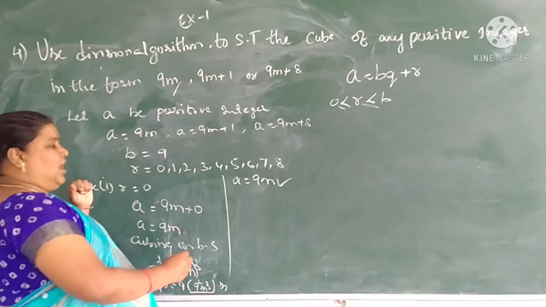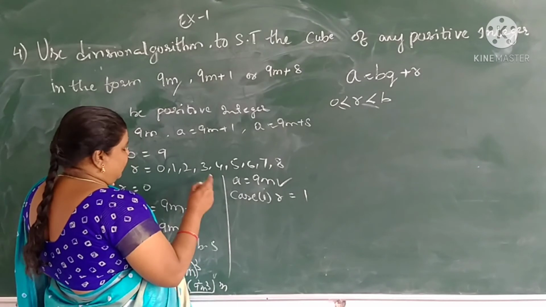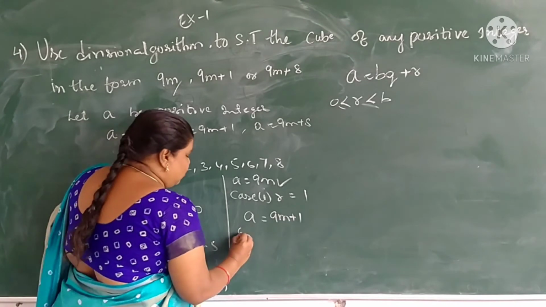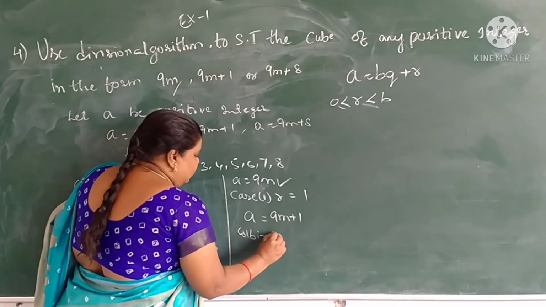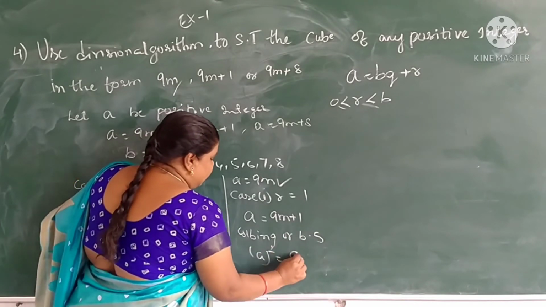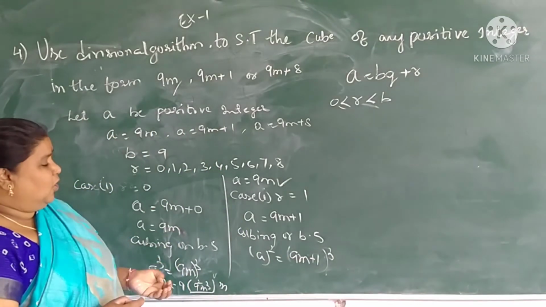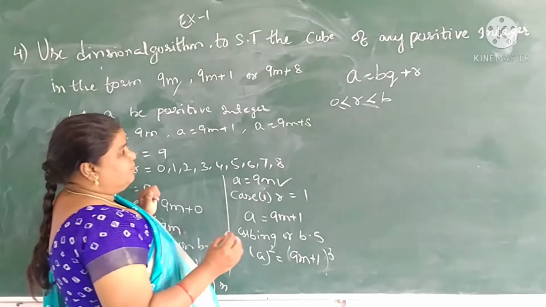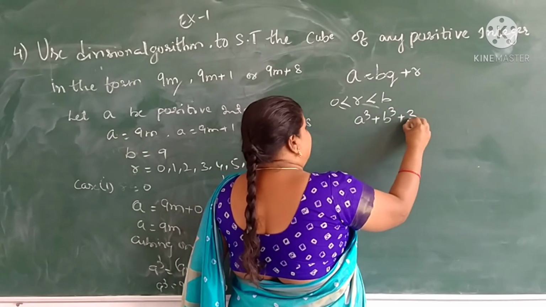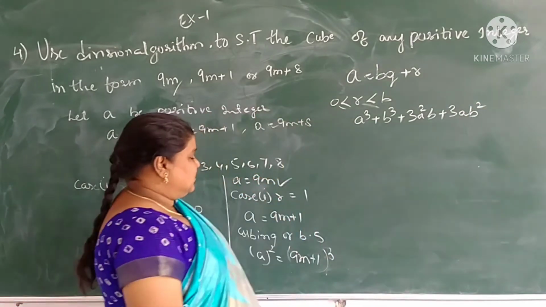Now second, case 2, when r is equal to 1, we take a is equal to 9m plus 1. So cubing on both sides, a cube is equal to 9m plus 1 whole cube. So here we know the a plus b whole cube formula. So what is it, children? The formula is a cube plus b cube plus 3a square b plus 3ab square.